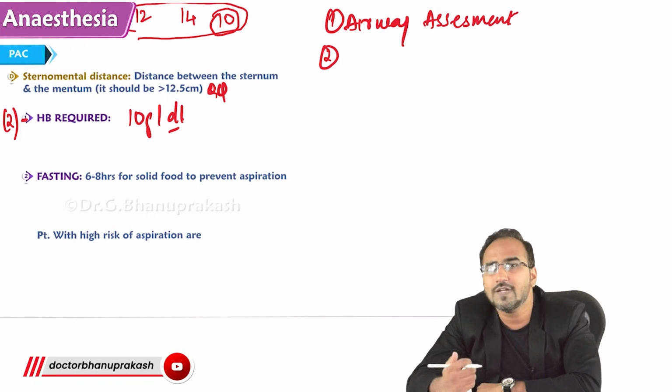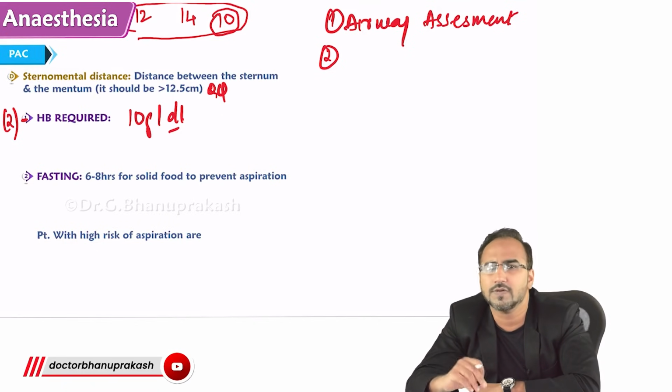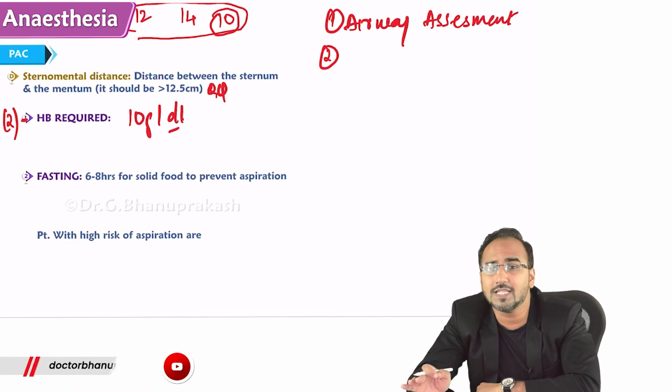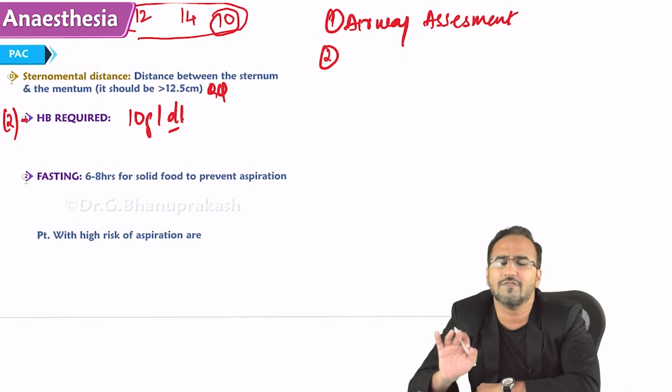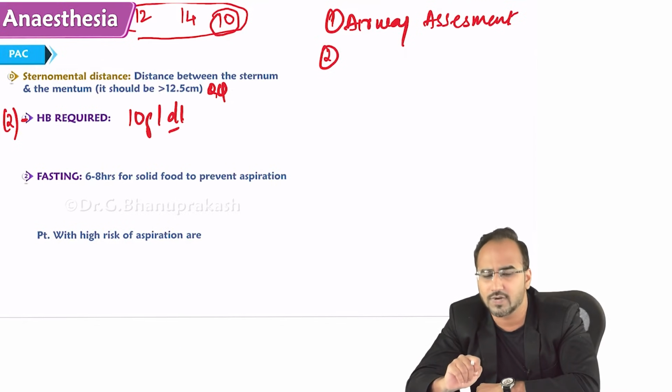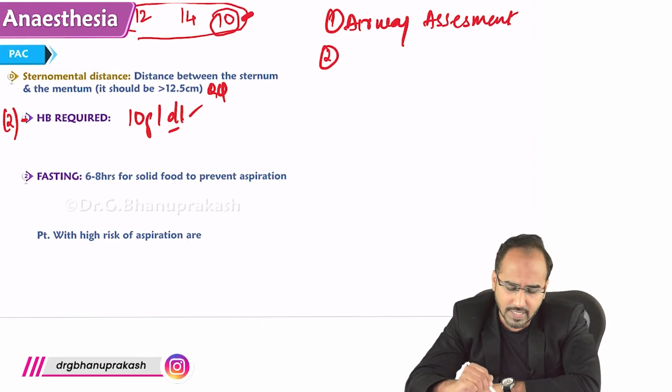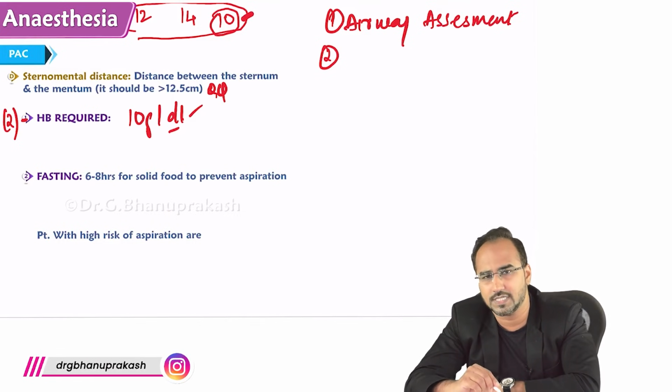Practically, we have done surgeries at a hemoglobin of 8. We have done surgeries at a hemoglobin of 7 also. But it doesn't mean that it has to be done. Theoretically, with books, we have to remember what hemoglobin is required, guys. 10 is the hemoglobin required for any surgery.